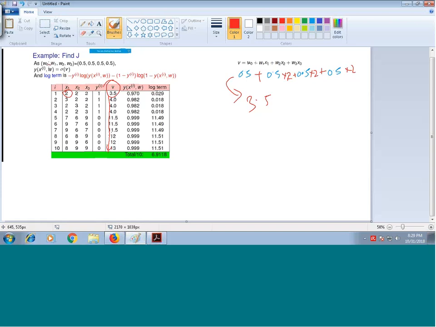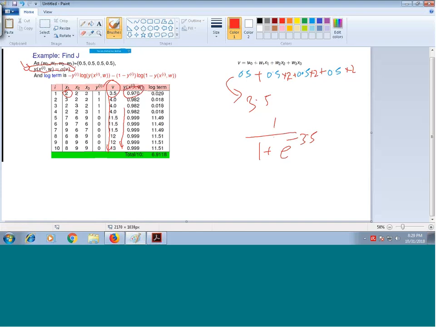How to find out yi? Yi is equal to, this is not the value, you have to put it into the sigma. So you put 1 plus e to the power minus 3.5, and you get this value. This is the yi. All right. So for each of these values, you should compute this. That is the important thing.